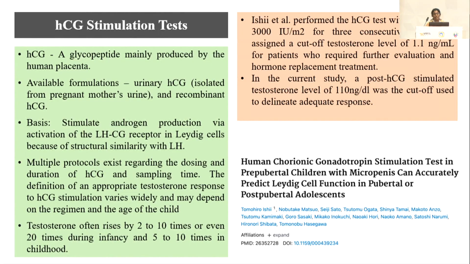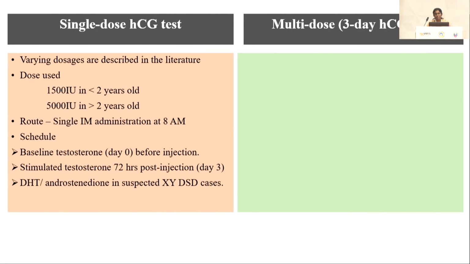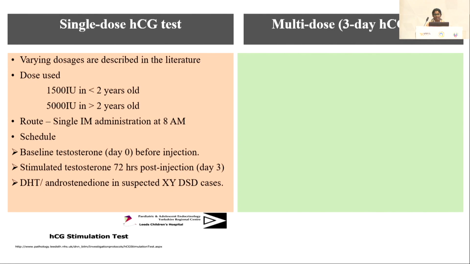So, with this cutoff, 110 nanogram per deciliter was the cutoff we used to delineate the adequacy of the response. The dosage we use is 1500 international units for less than 2 years and 5000 international units for more than 2 years old. It is a single IM administration. Baseline is done, and the stimulated one is done 72 hours post injection. And DHT and androstenedione were also analyzed in suspected 46XY-DSD cases.